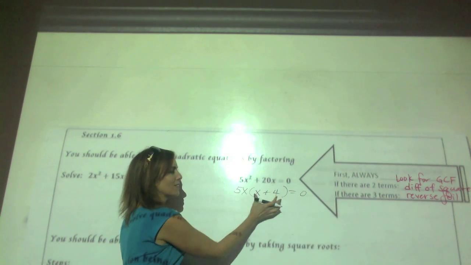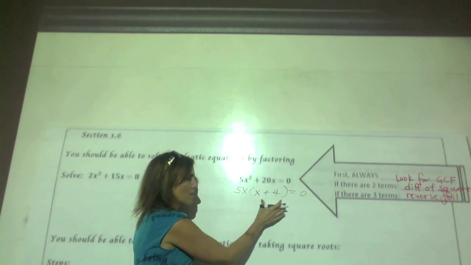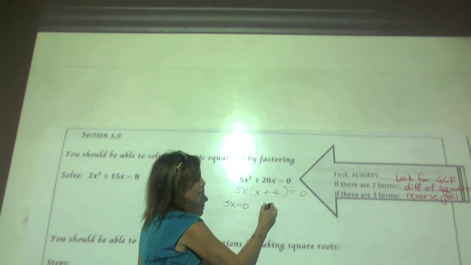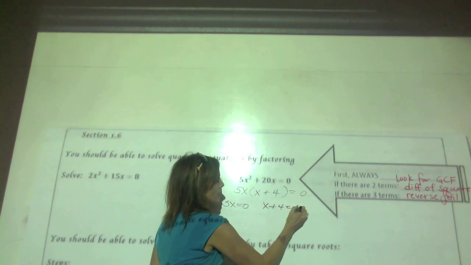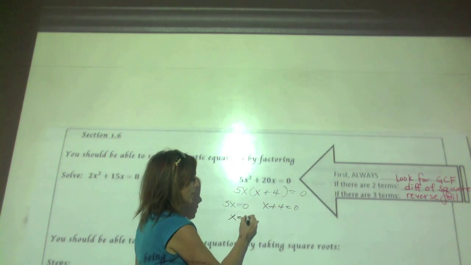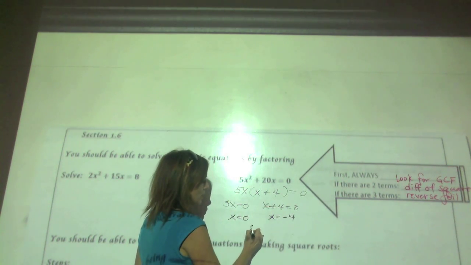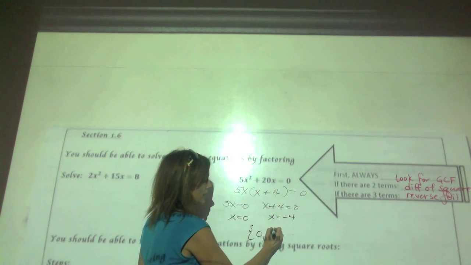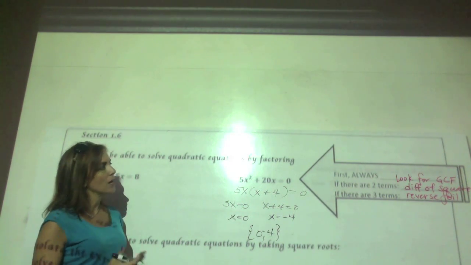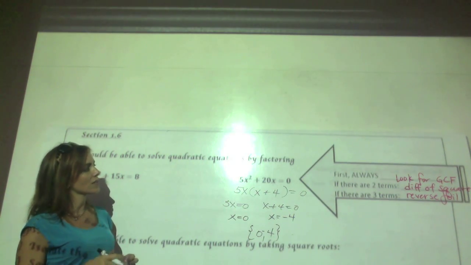Right, so now I've got these two factors which equal 0, and so I'm going to take each of them and set them equal to 0. 5x is equal to 0, and x plus 4 is also equal to 0. Solve each of them for x, and here we would find that x is equal to 0, while here x is equal to negative 4. So our solution set here: 0 and negative 4. A couple of examples for you to model as you work some of these problems.